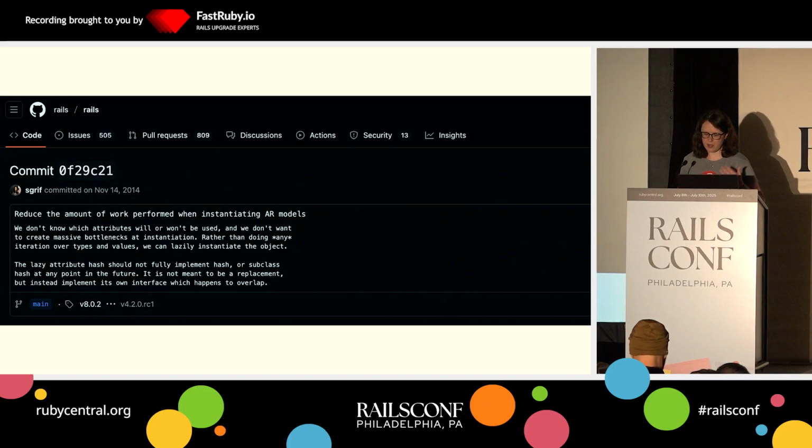And so I'm pretty sure at one of the RailsConfs before this was released, they had the beta out and Sage was literally running around telling everybody, please try the beta. I will pair with you if your app gets slower. And they ended up pairing with a lot of people.